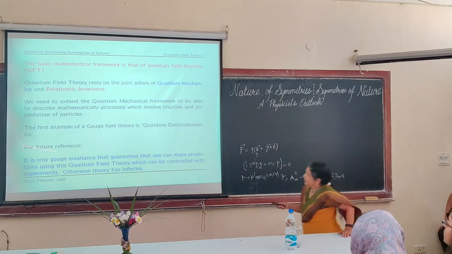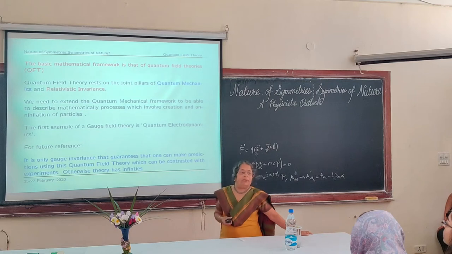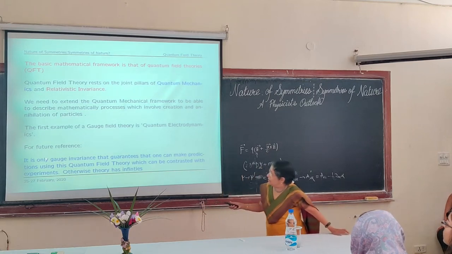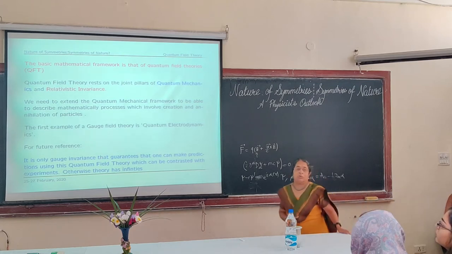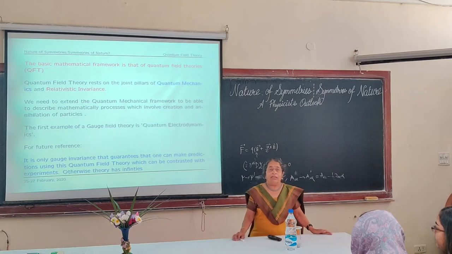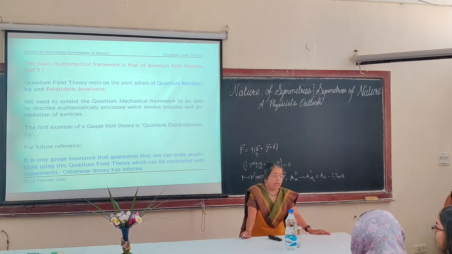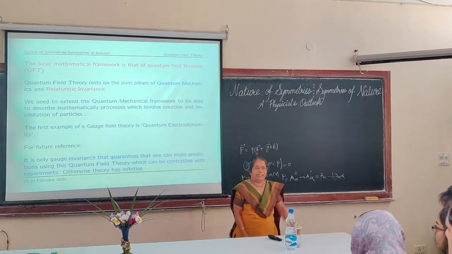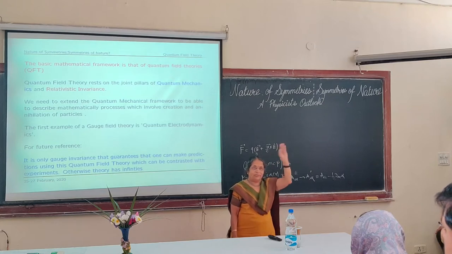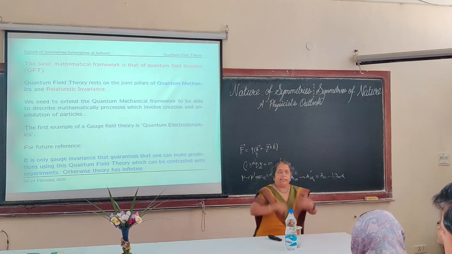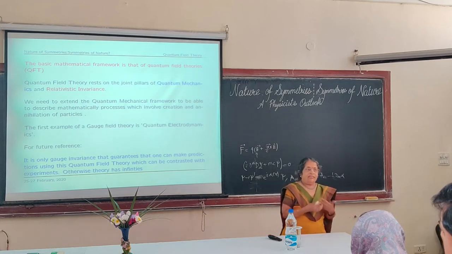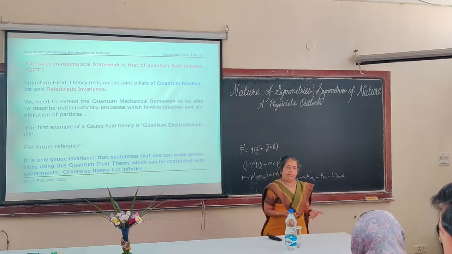Now, there is something else which is very important. Let's remember this: it is only the gauge invariance of the theory that guarantees that we can make predictions using this quantum field theory. And how accurate are the predictions we make? In fact, take the same g equal to 2 that I told you; the Dirac equation told me g was 2. In quantum field theory, this g receives corrections. And these corrections have been computed.